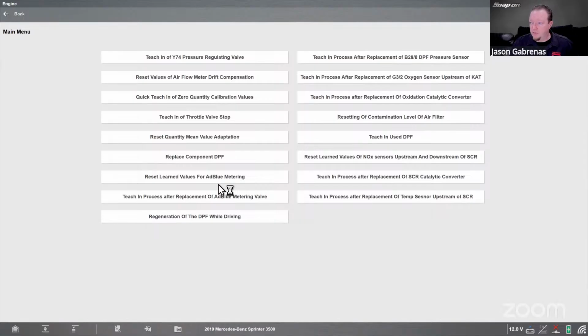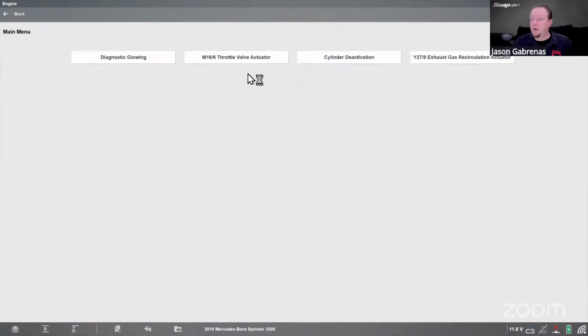Reset learn values for AdBlue metering. Teaching process of replacement, SCR cat. Teaching process of AdBlue metering valve. Temp sensor upstream, SCR, regeneration of the DPF while driving. So actually you can do a force regen on that as well. Output controls, in that case, EGR actuator, right? So if you're up front with the EGR. And then, of course, we have injector programming as well.